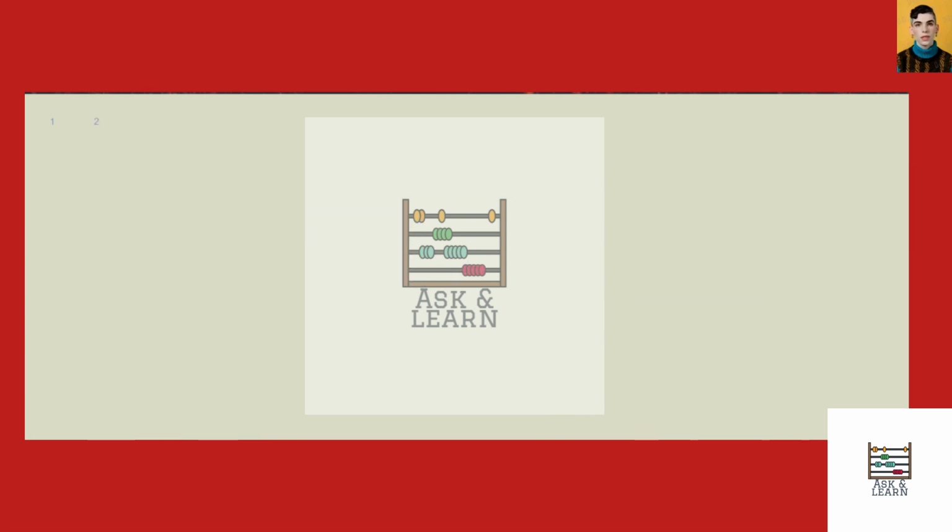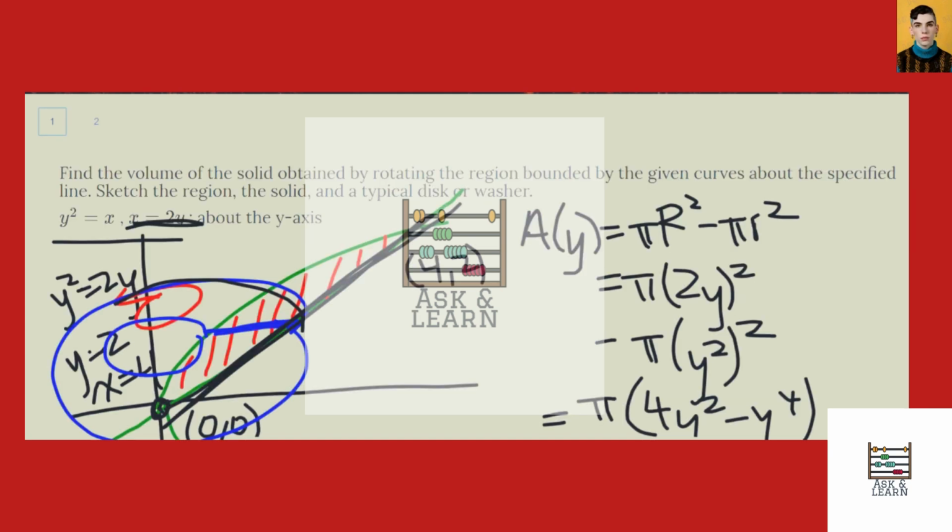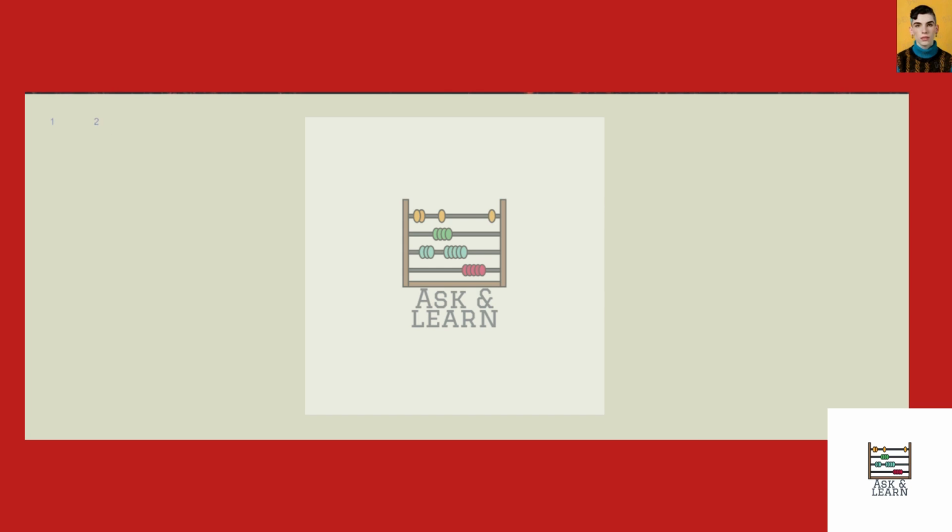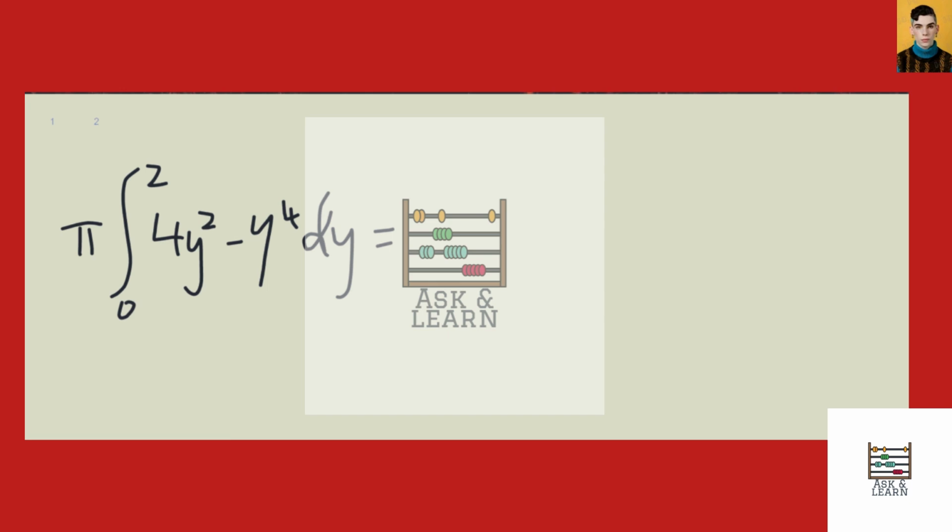We can now go ahead and proceed with our integral. So as I mentioned before, 4, 2 is the point of intersection along with the origin. So we are going from y equals 0 to y equals 2. And we put in the cross-sectional area function that we found before. I'm going to immediately pull out the pi, and then what's left is 4y squared minus y to the fourth dy. And we can find this through anti-differentiation.